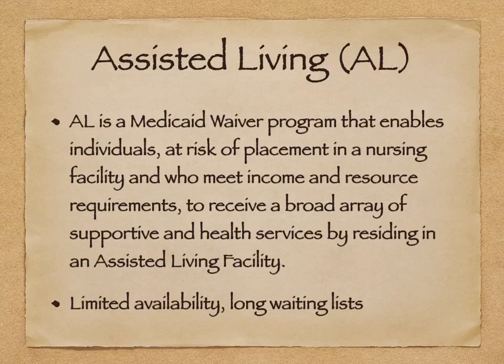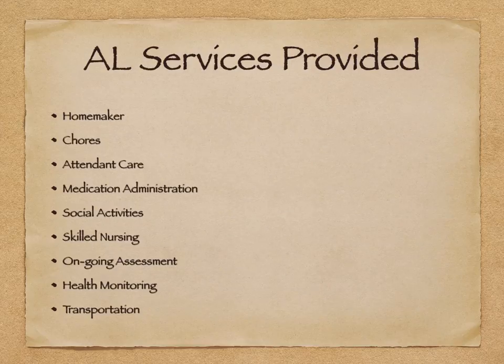Assisted Living, or AL. AL is a Medicaid waiver program that enables individuals at risk of placement in a nursing facility and who meet income and resource requirements to receive a broad array of supportive and health services by residing in an assisted living facility. There is limited availability for this program, and it has long waiting lists. The services that are provided in AL include homemaker, chores, attendant care, medication administration, social activities, skilled nursing, ongoing assessment, health monitoring, and transportation.